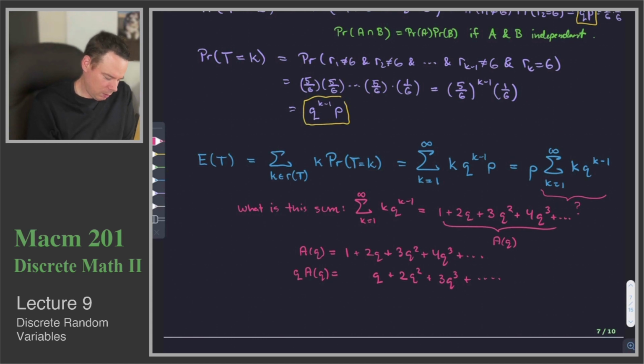And so now what I notice is if I take the difference, in other words, I take a of q minus q times a of q. What I get is 1 minus, well, there's nothing there, so I get a 1. And then I get 2q minus q, so that's q. 3q squared minus 2q squared, that's q squared. 4q cubed minus 3q cubed, that's q cubed. So I just get this.